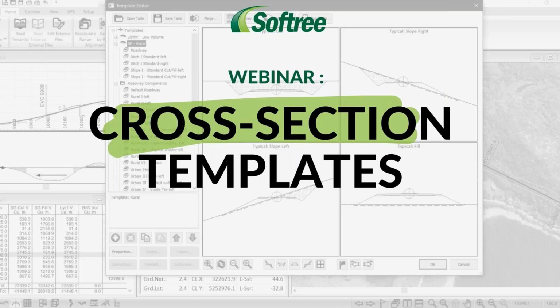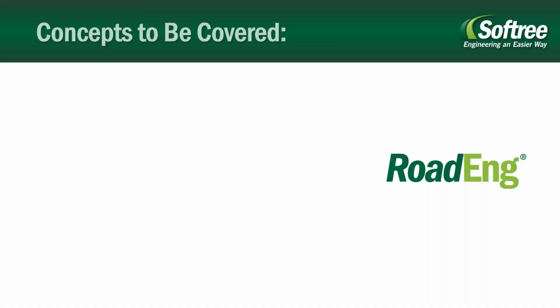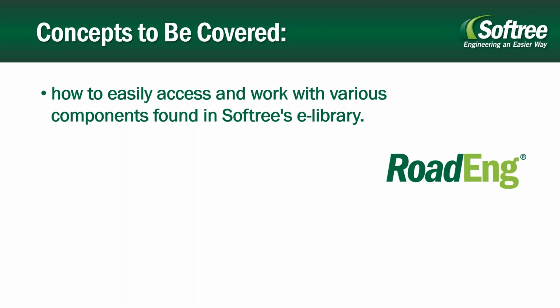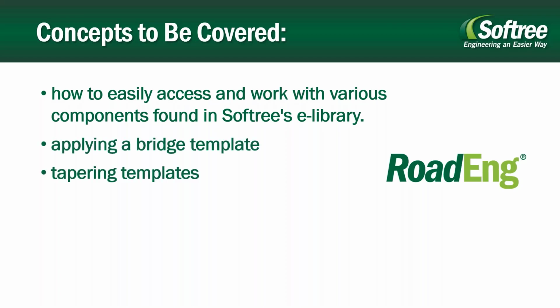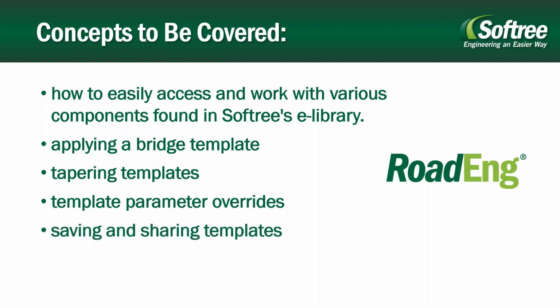So our quick agenda for today, before I pass it over to our presenter, we are going to be looking at how to easily work with different components that are found in our e-library. So this could be how to put them together, how to copy them, how to paste them. There's lots of different components, as well as how to access that e-library in general. We're also going to cover, as I said, a few different scenarios, such as applying a bridge template, how to taper your template, so transitioning between one another, template parameter overrides, what they are and how to use them, and then how to save and share these templates.